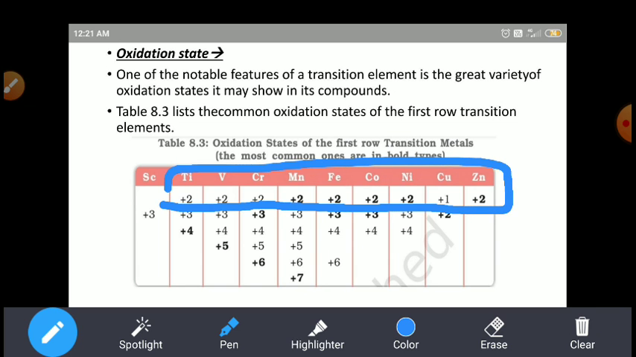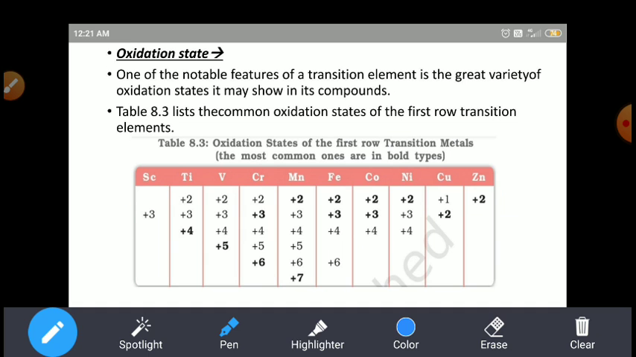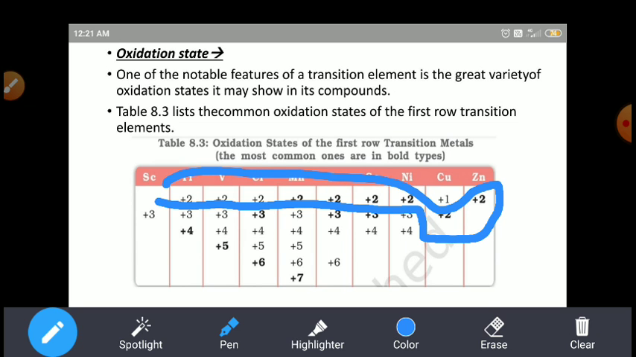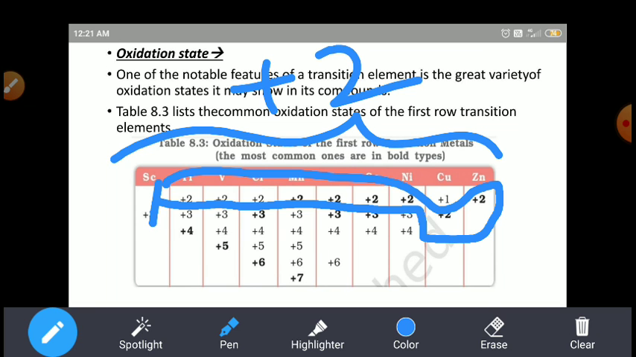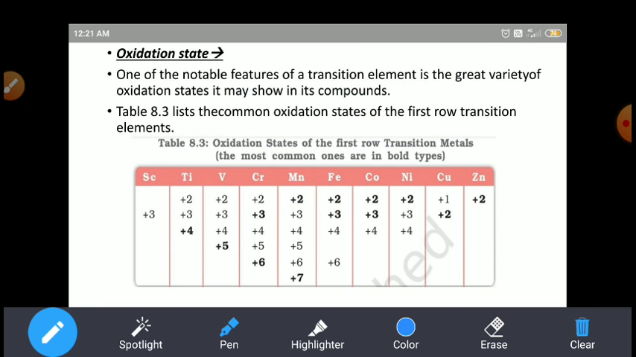The common oxidation state here is plus 2. All the elements definitely exhibit the plus 2 oxidation state. So why are they exhibiting different oxidation states? Let's see.